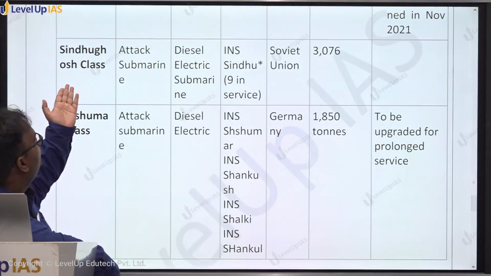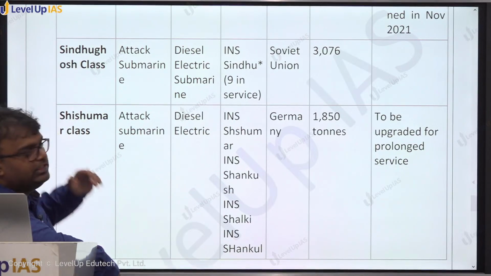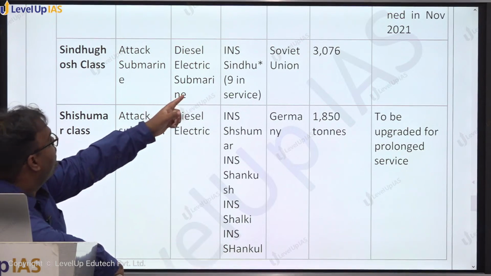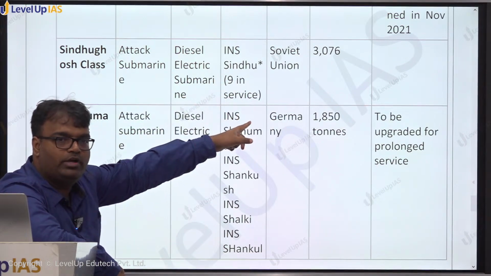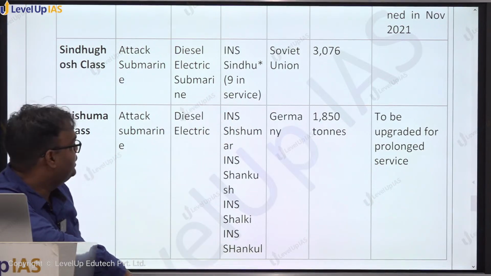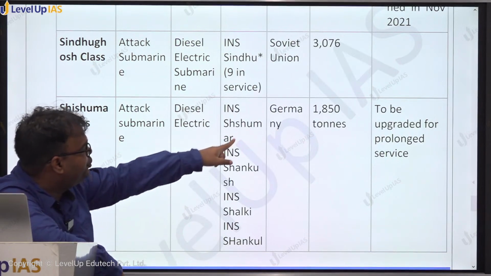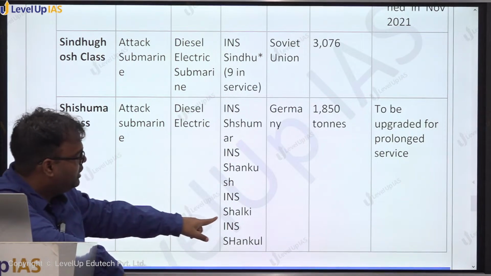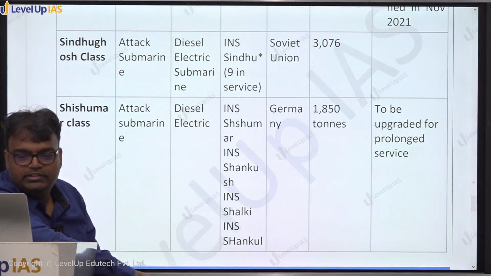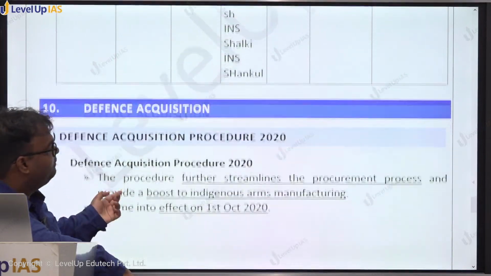Then Sindhughosh class, Sindhumar class, these are also various classes of submarine that we have. INS Sindhughosh, and then Sindhu के आगे जो भी नाम लिखा हुआ है ना, INS Sindhu and whatever name you have, they're all submarines. In the same way, INS Shishumar, INS Shankush, INS Shalki, INS Shankul. These are also various submarines. Not very important, but ये सारे submarines हैं, हमें इतना पता होना चाहिए. Okay.